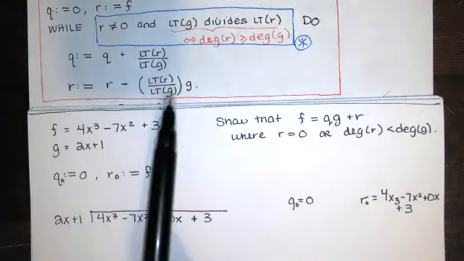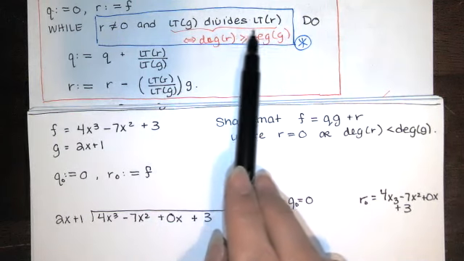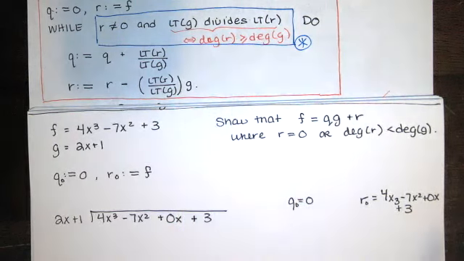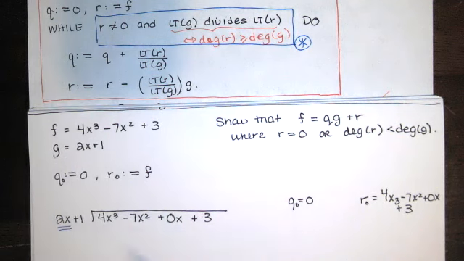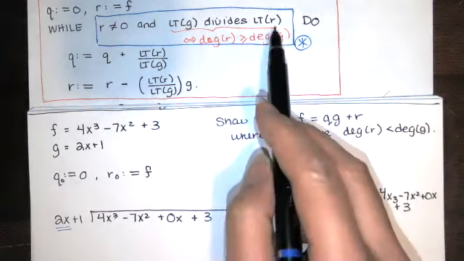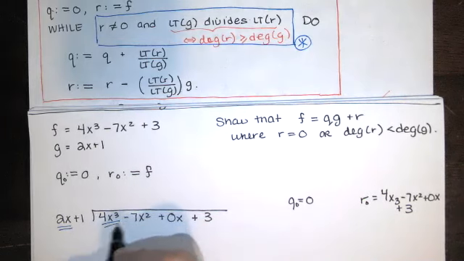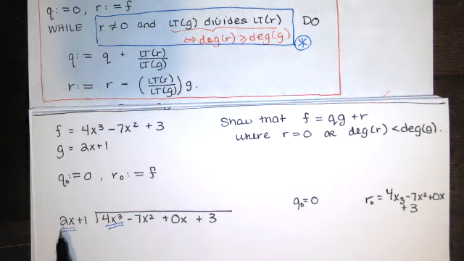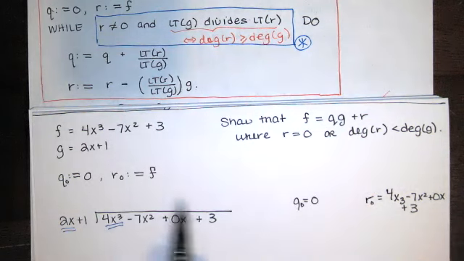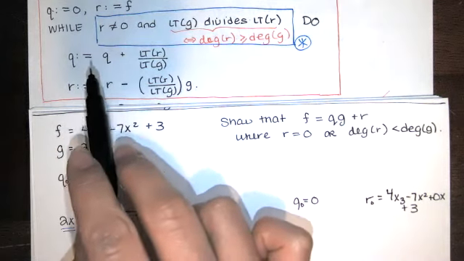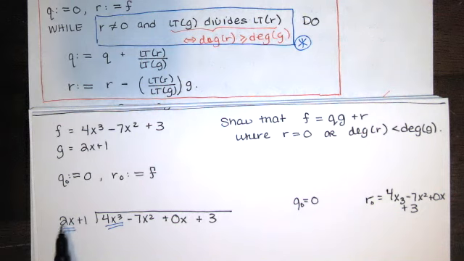Okay, so this says, while r is not equal to 0 and the leading term of g divides the leading term of r, do this. Let's check it out. The leading term of g, that's 2x. Saying while this divides the leading term of r, the leading term of r is right here, because remember r and f are the same thing at first. So we've got this 2x and the 4x cubed. So they're saying while r is non-zero, and this divides this, that checks out, set the quotient equal to the old quotient, which was 0, plus the leading term of r, that's this, divided by the leading term of g.